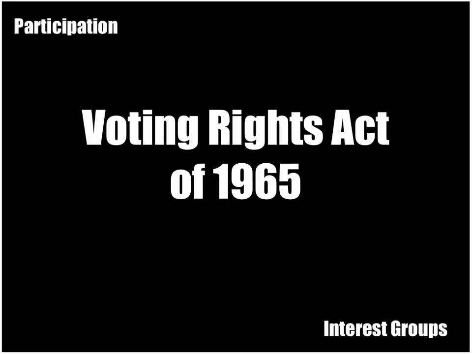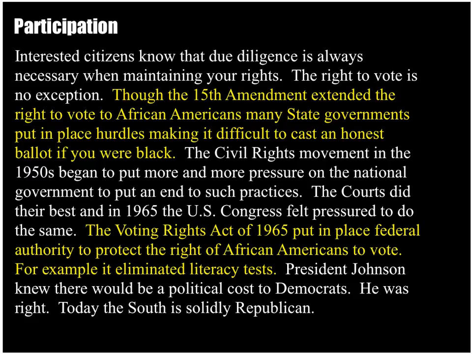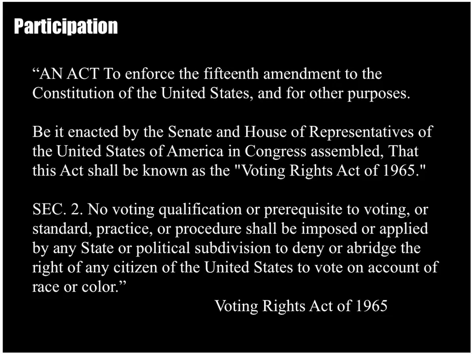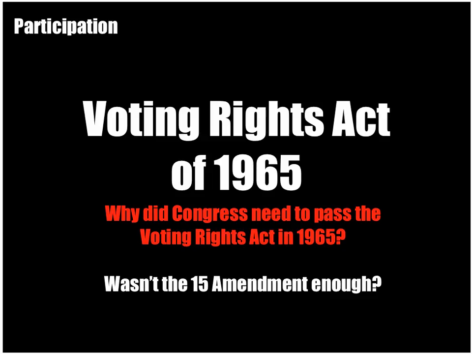Voting Rights Act of 1965. Though the 15th Amendment extended the right to vote to African Americans, many state governments put in place hurdles, making it difficult to cast an honest ballot if you were black. The Voting Rights Act of 1965 put in place federal authority to protect the right of African Americans to vote. For example, it eliminated literacy tests. Why did Congress need to pass the Voting Rights Act in 1965? Wasn't the 15th Amendment enough?